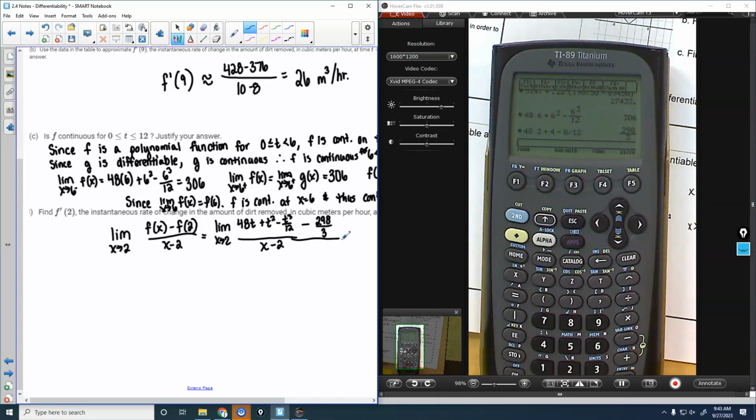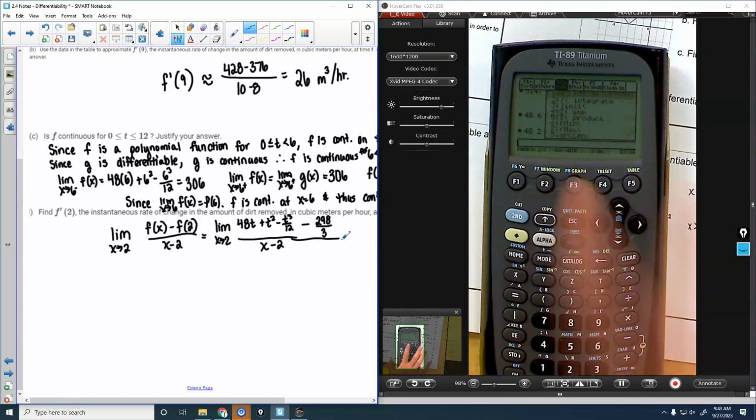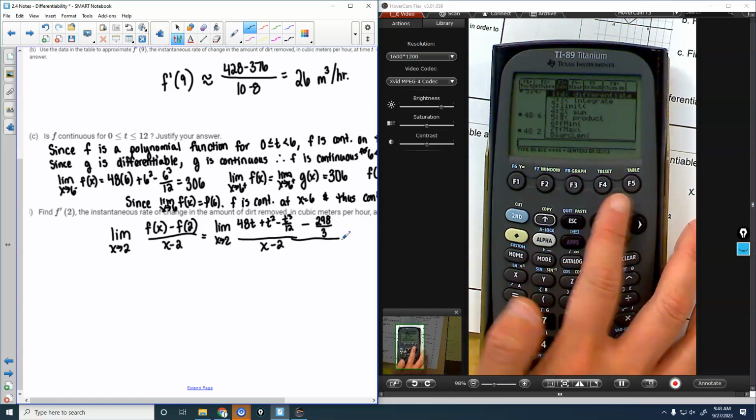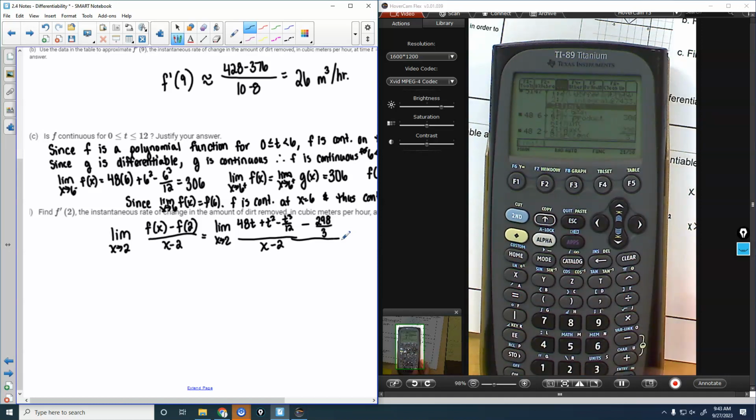So if you hit that home button right below the green button, we need to do a limit. So that's calculus. We're going to do F3 and number 3 is limit. And we need to be doing f of x minus f of 2 over x minus 2. You can use your y1.